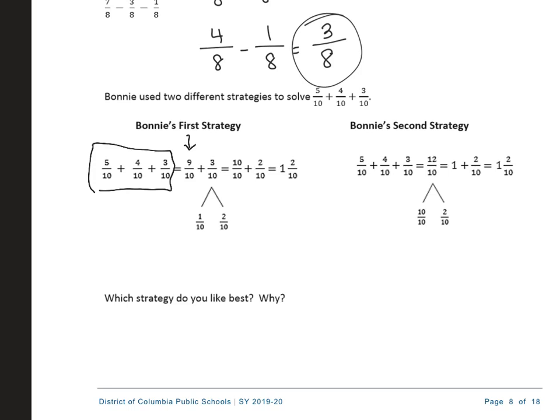But she knew that it was going to give her more than 10/10, so it was going to give her 1 whole. So she went ahead and broke this up. She said, okay, I'm going to break up this 3/10 into 1/10 and 2/10. I'm going to add this 1/10 to the 9/10, which gives me the 10/10 here. And then I have these 2/10 left over. So now if I add 10/10 plus 2/10, that's going to give me 1 whole and 2/10.